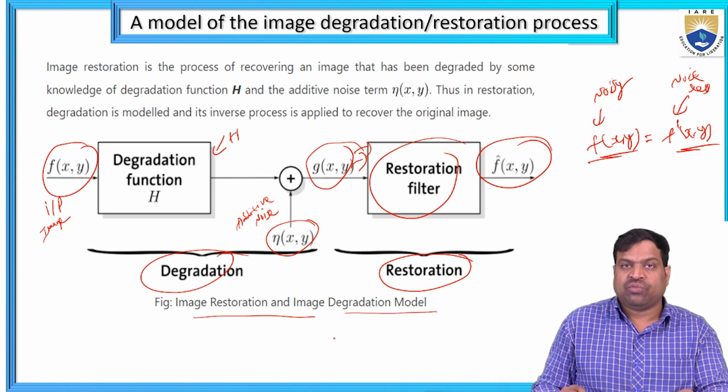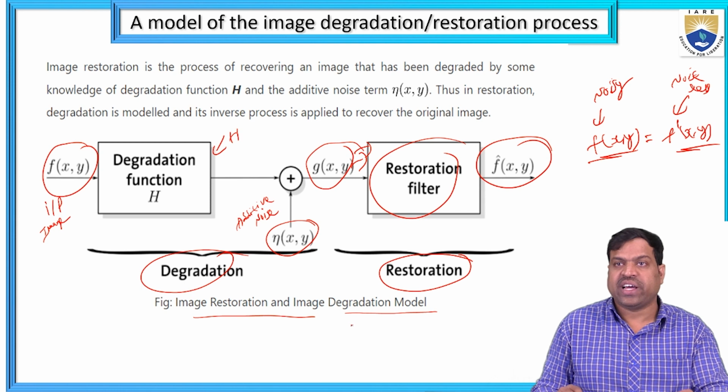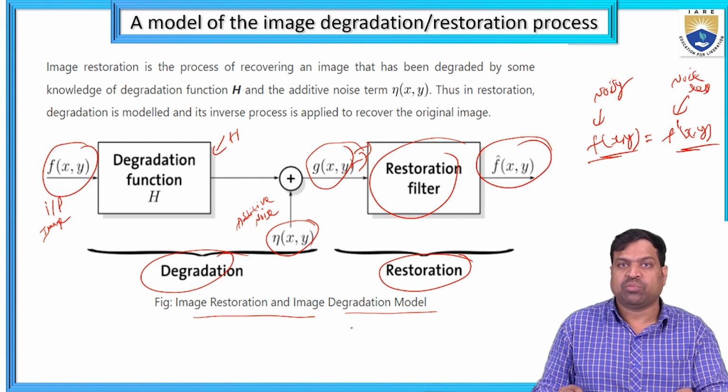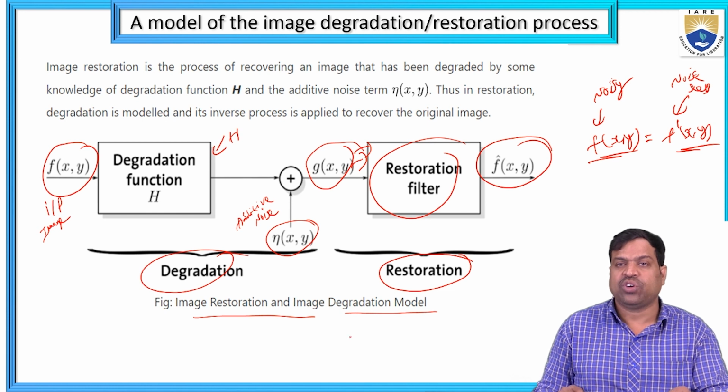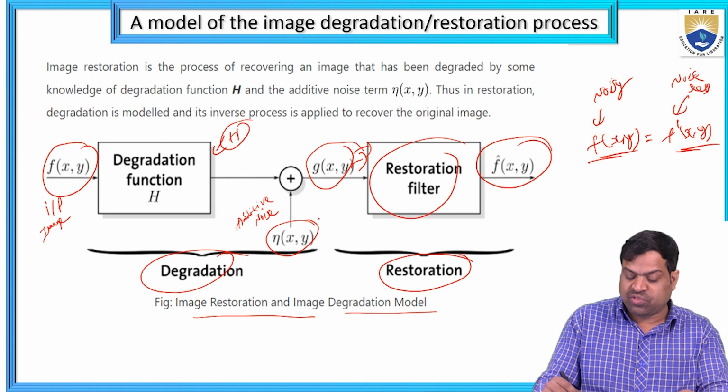So finally, image restoration is the process of recovering an image that has been degraded by some knowledge of the degradation function h and the additive noise nu of x comma y. Then, the degradation is modeled and the inverse process is applied to recover the original image, that is f of x comma y equal to f dash of x comma y. The degradation function is h, and the additive noise is nu of x comma y.